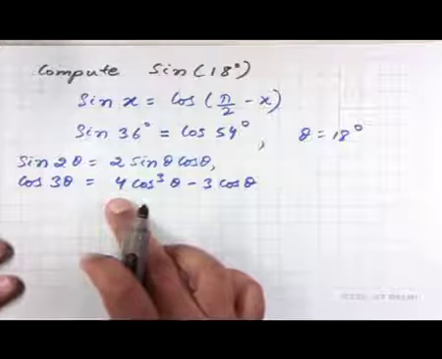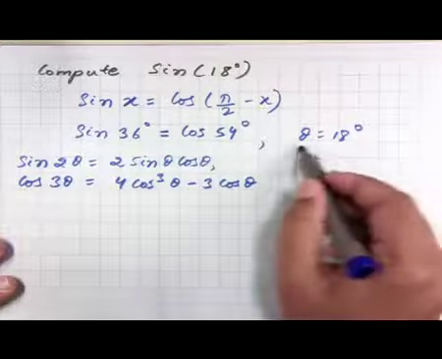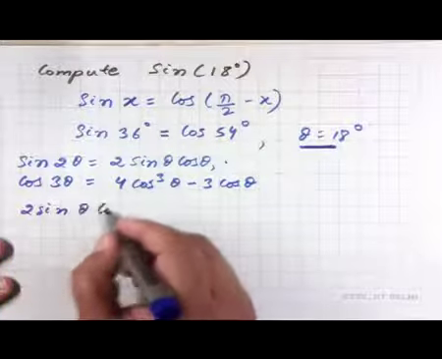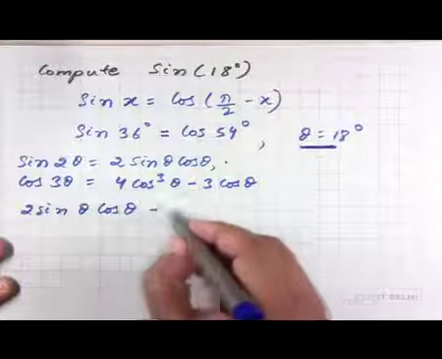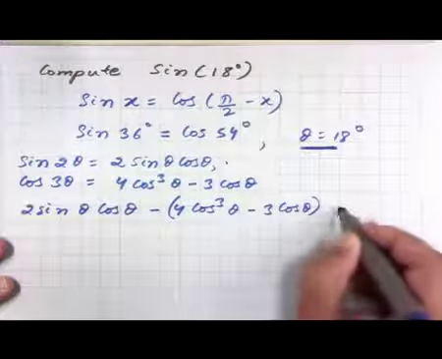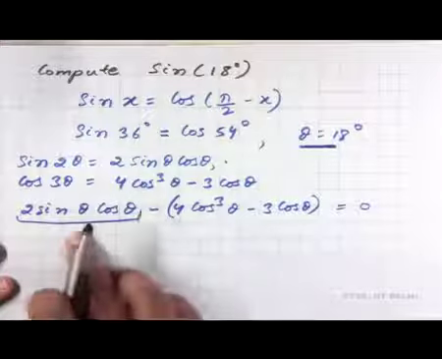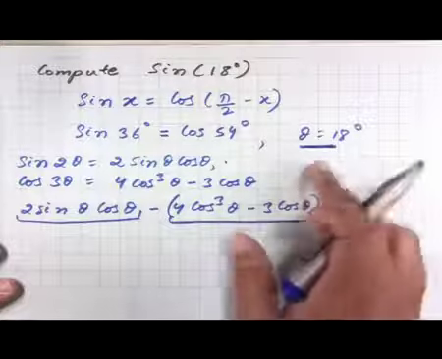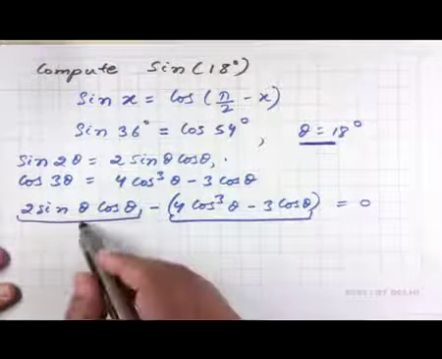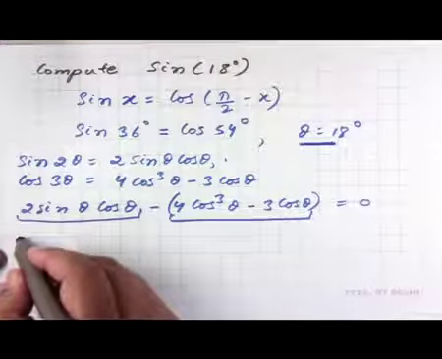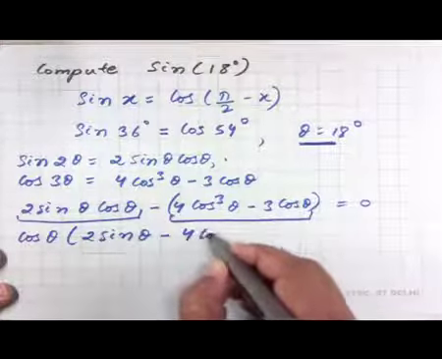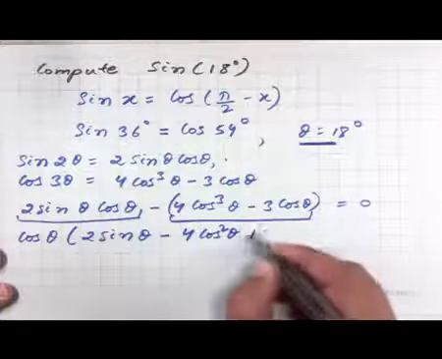So, from here what we get is that with theta equal to 18, since this and this are equal, we can write that 2 sin theta cos theta minus (4 cos cube theta minus 3 cos theta) equals 0, because this is sin 2 theta and this is cos 3 theta, and for theta equal to 18 degrees they are equal. Now, we see that cos theta is a common factor in all these terms. So, we can write this as cos theta into (2 sin theta minus 4 cos square theta plus 3) equals 0.